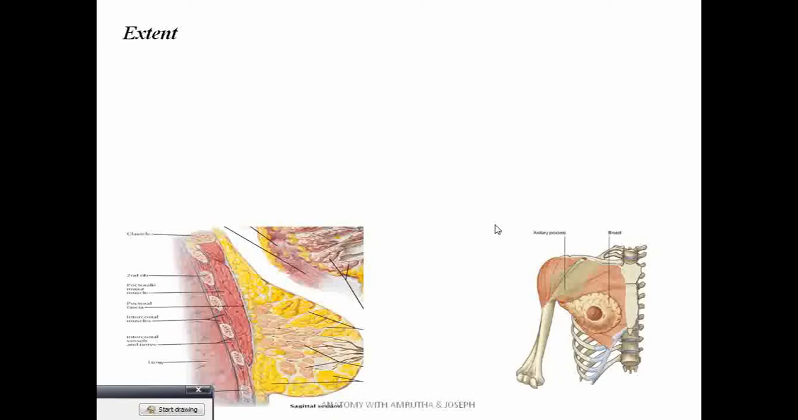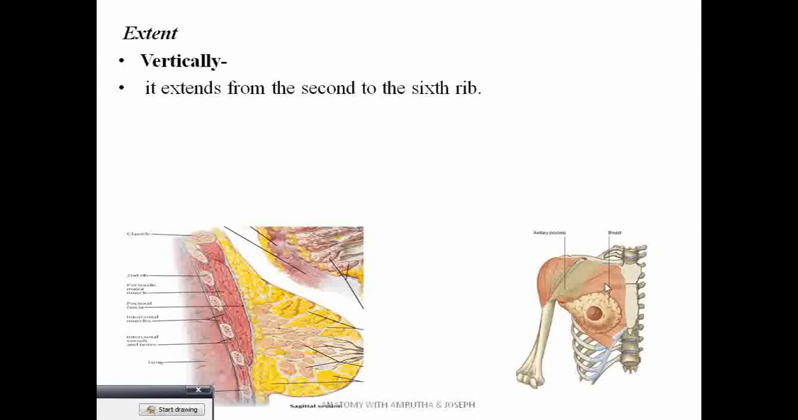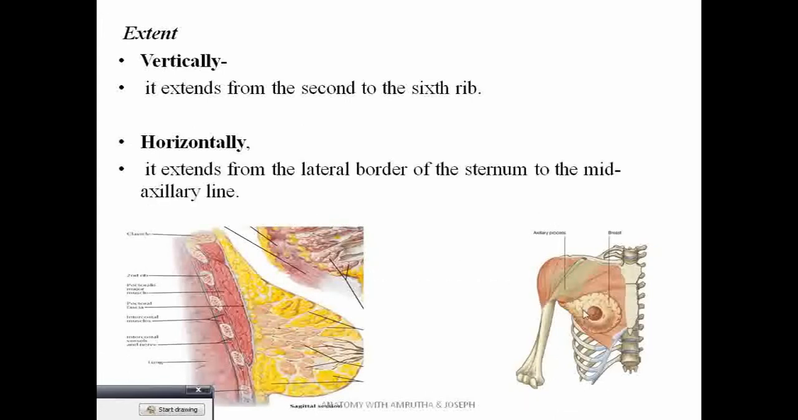Extent of the mammary gland. Vertically it extends from 2nd to 6th rib. Almost from the 2nd to 6th rib it is extending vertically. Horizontal extension is from the lateral border of the sternum to the mid-axillary line. Mid-axillary line is a line that is passing through the center of the axilla.